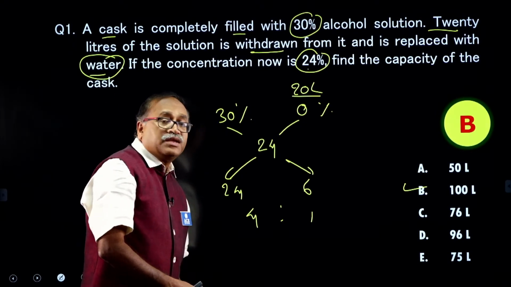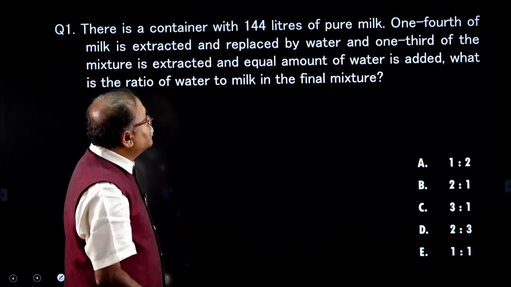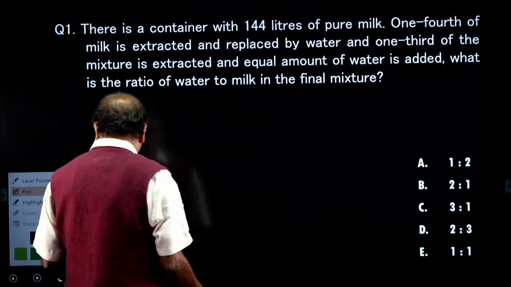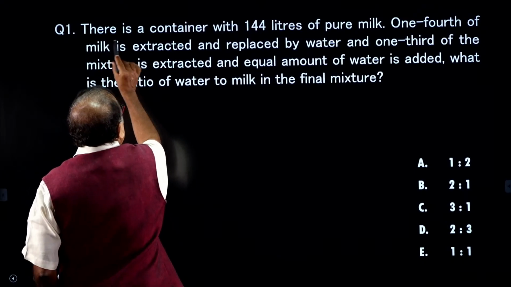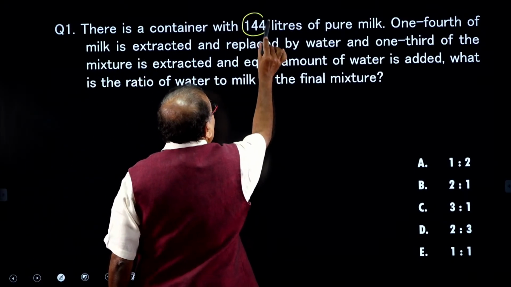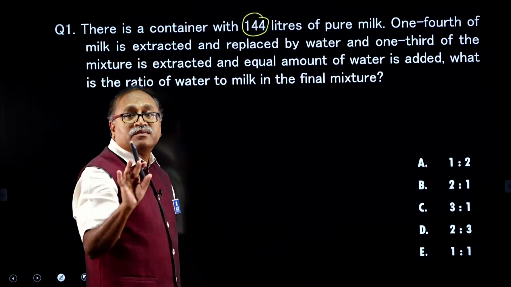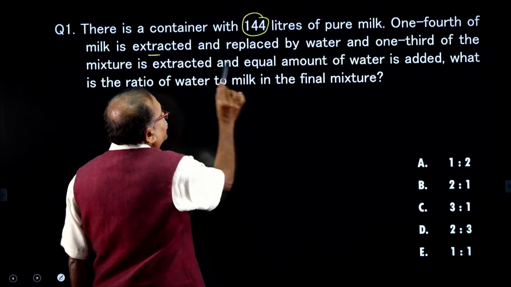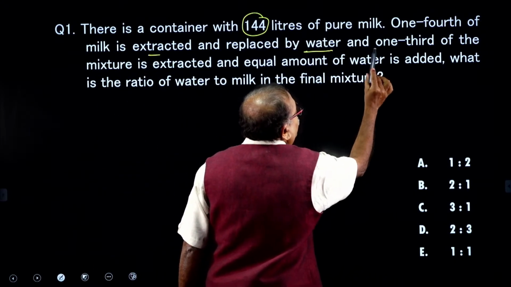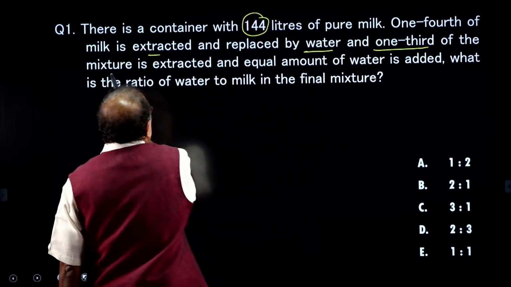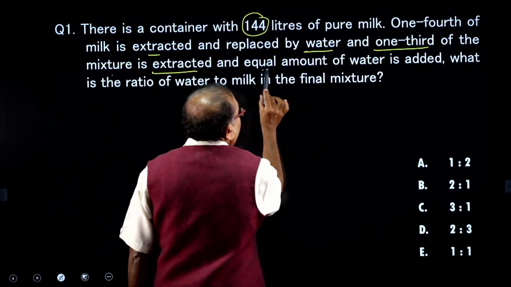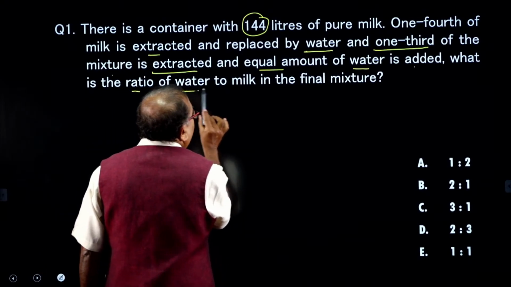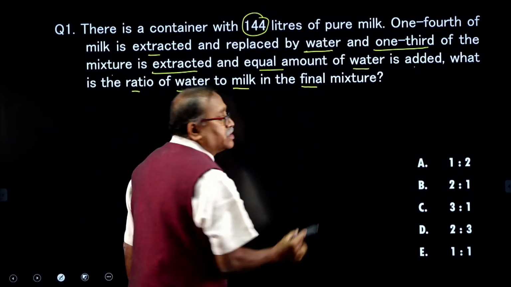I am moving on to the next question, and the next question on your board is this. Look at this part. There is a container with 144 liters of pure milk. Now, 1/4 of the milk is extracted and replaced by water, and again 1/3 of the mixture is extracted and an equal amount of water is added. So, what is the ratio of water and milk in the final mixture?